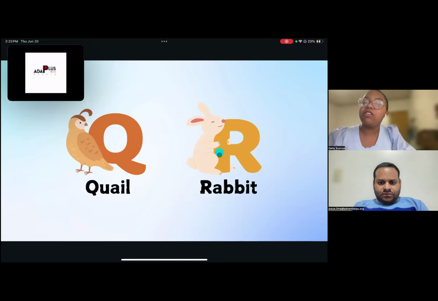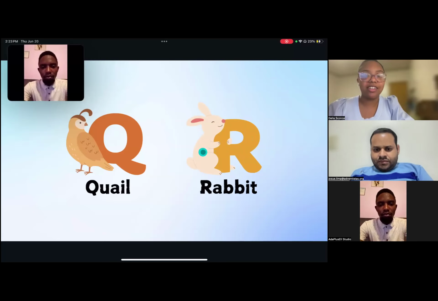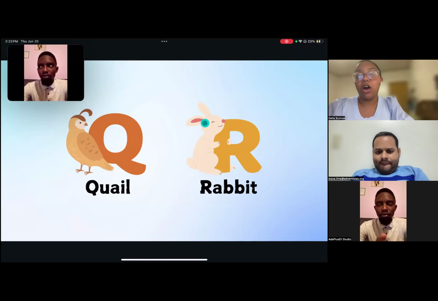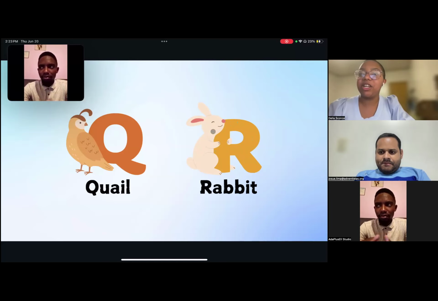Now we have R for rabbit. The R is yellow, and the rabbit is white. The rabbit has long ears and a pink nose. And rabbits are vegetarians. We typically see them eating things of the leafy nature or carrots, as we typically see in cartoons.